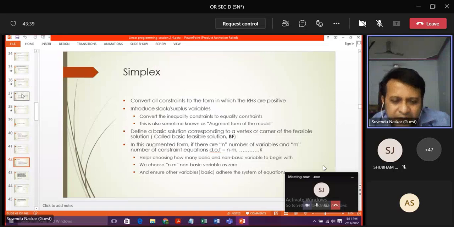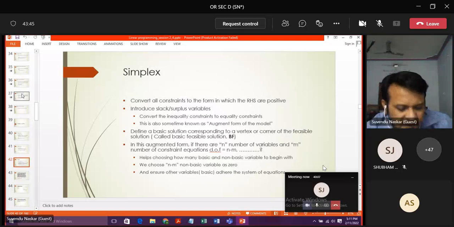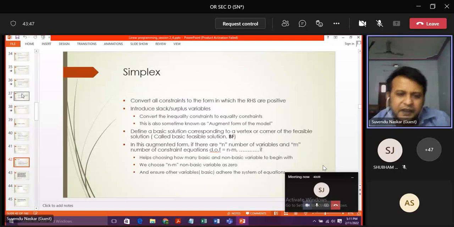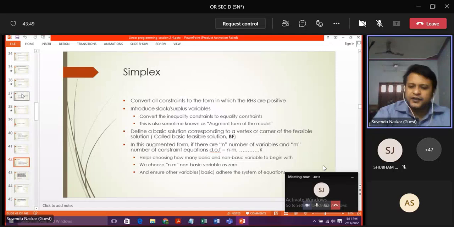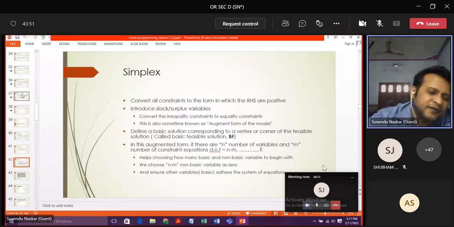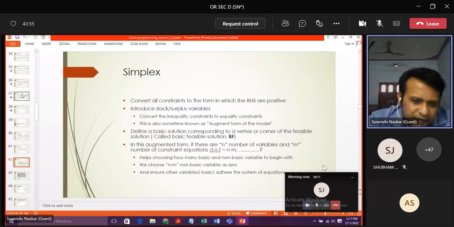So any takers in operations research, what is this variable that I have just now introduced? We call it slack variable. Perfect. Thank you. So what we do is that we introduce slack. I mean, for maximization problem, we introduce slack. For minimization problem, we may introduce surplus, depending on the situation. So introduce that variable and make it equal to sign. And this is sometimes also called augmented form of the model.